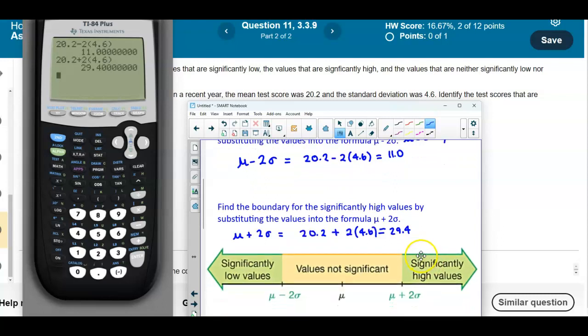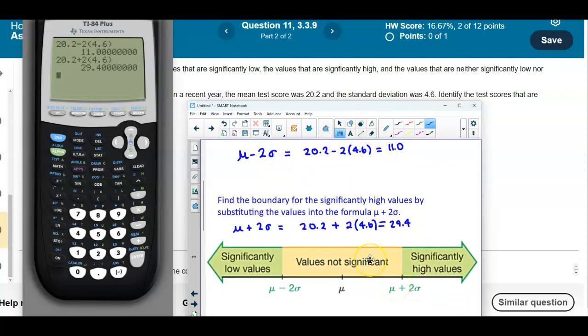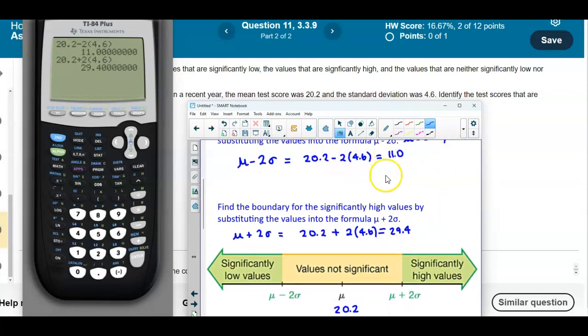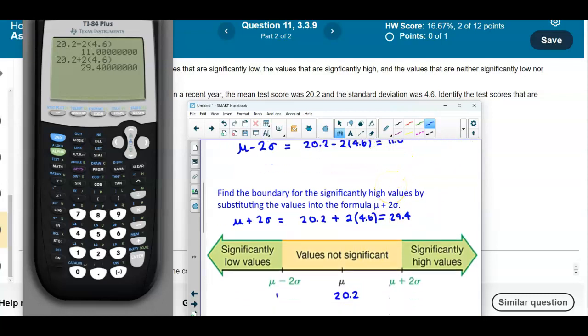So now let's take a look here. We know that the mean was given to be 20.2, so here in the middle we have 20.2. The values that are significantly low are to the left of 11.0, and the values that are significantly high are to the right of 29.4. So anything below 11.0 is a significantly low value. Anything higher than 29.4 is a significantly high value. And everything in between 11 and 29.4 is not significant.